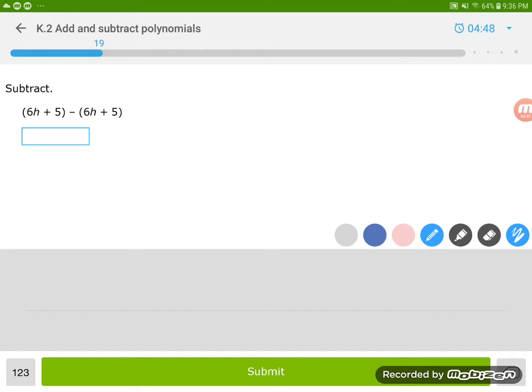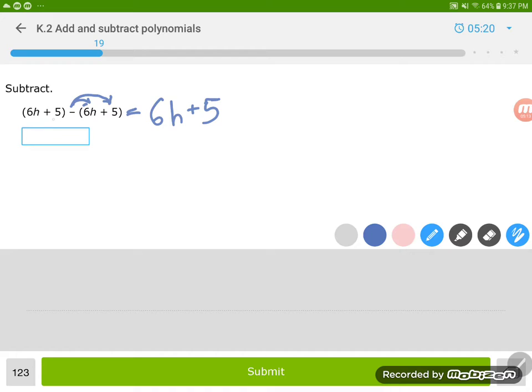Okay, so subtracting can be a little bit different of a ball game. And actually, I kind of just like to think of it all as the same thing, except with positives and negatives. Now, how do you do that? Well, if you're subtracting something, that really just means that you're going to combine the opposite of it. And in math terms, this just means that you can go ahead and distribute the negative. So we can rewrite this as 6h plus 5.